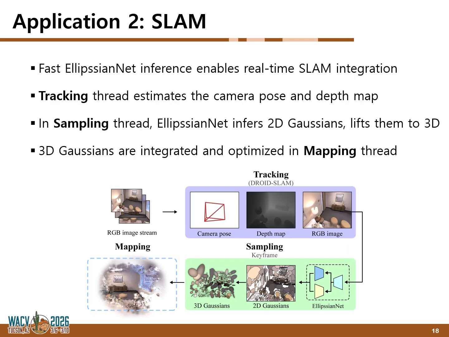The fast inference of EllipssianNet enables integration into real-time systems such as SLAM. The tracking thread utilizes Droid SLAM to estimate the camera pose and depth map for each keyframe. In the sampling thread, EllipssianNet infers 2D Gaussians and lifts them to 3D using the camera pose and depth map. In the mapping thread, the 3D Gaussians are integrated and optimized.